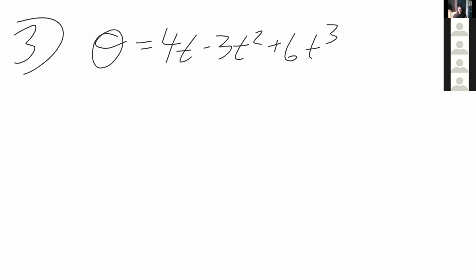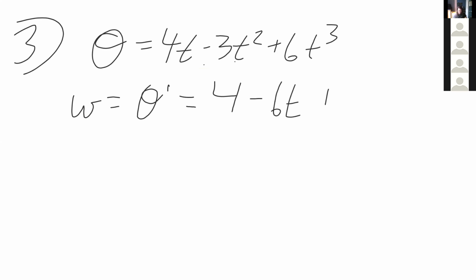Well, I know angular velocity is omega, and I know that velocity is still going to be related to position by a derivative. So my omega is going to be the derivative of theta. Just go ahead and take your derivative. Derivative of 4t is 4. Derivative of negative 3t squared is going to be minus 6t. Derivative of 6t cubed will be plus 18t squared. And that's it. We already know how to do that. We just take a derivative. Now we have an omega function.